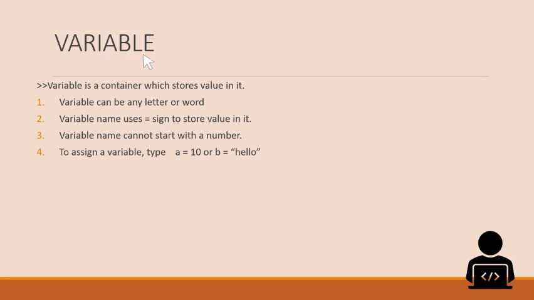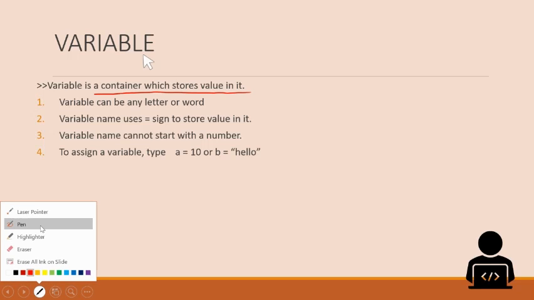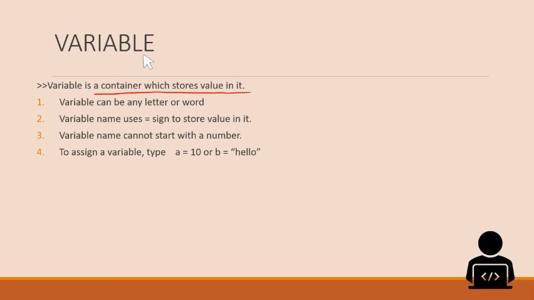A variable is a container which stores a value in it, right? A variable can be any letter or word, as I said in the previous slide. Then the variable name uses the is equal to sign to store values in it. This is a very important pointer, the is equal to sign. If you don't put the is equal to sign, I don't know what is going to happen, but some error is going to come. So don't forget to put the is equal to sign.